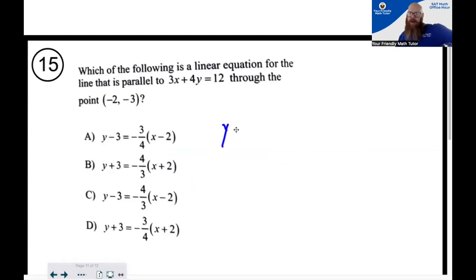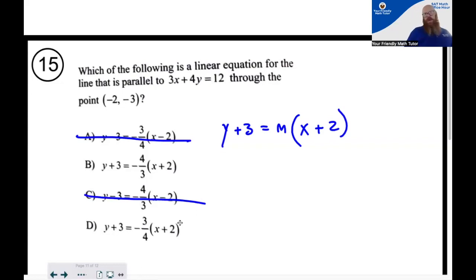So that's y minus y1, well, that's y plus 3 is equal to some slope. I'm going to keep it as m. And then it's x minus negative 2, so x plus 2. So right away, I have to have that. So that allows me to eliminate those two answers. So really all I'm doing is finding the slope.